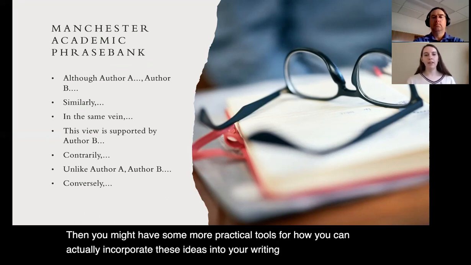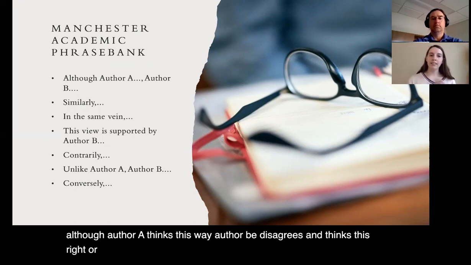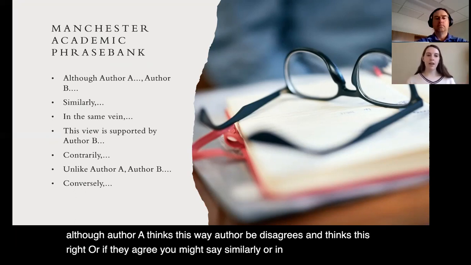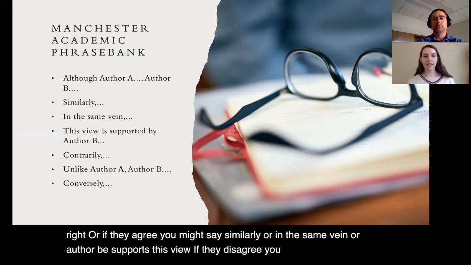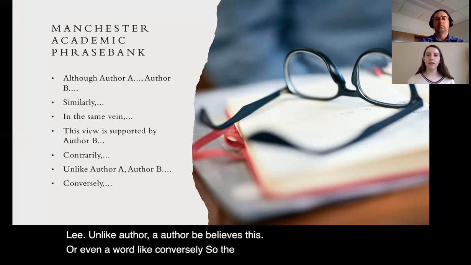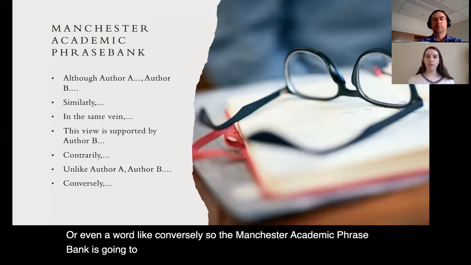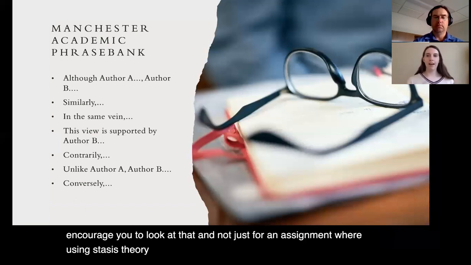So that might be, you know, although author A thinks this way, author B disagrees and thinks this, right? Or if they agree, you might say similarly or in the same vein, or author B supports this view. If they disagree, you might say contrarily, unlike author A, author B believes this, or even a word like conversely. So the Manchester Academic Phrase Bank is going to have so many options for you to look at. I really encourage you to look at that, not just for an assignment where you're using stasis theory, but any assignment at all throughout your college career.